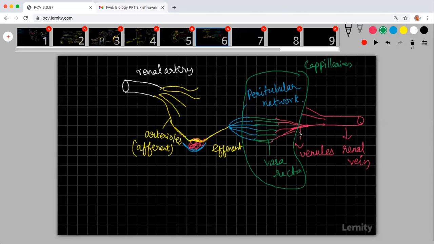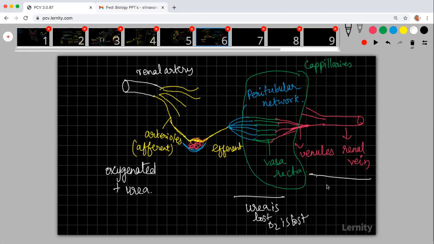When the capillaries join again, they become venules. Venules join to form the renal vein. So here it is oxygenated with the urea. In this region itself, without urea. Urea is lost. Oxygen is lost. So while it is coming here, it is becoming deoxygenated, without urea. Are we able to understand?